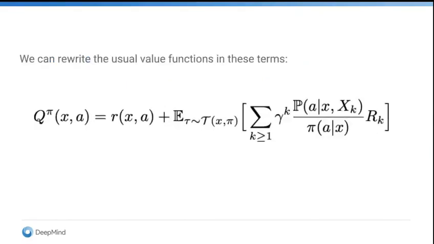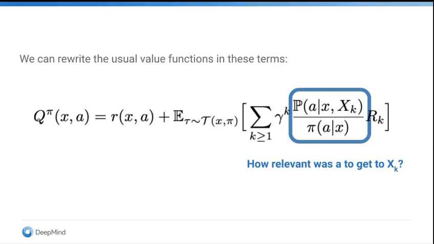And it turns out that this is not just a heuristic, and that we can actually rewrite our usual value functions in these terms. In particular, now, in the usual discounted sum, we can additionally weight each reward by this probability ratio of the probability of the action whose value we're estimating that is conditioned on reaching the state that is giving us the reward, divided by the probability of just taking that action. And this ratio explicitly measures how relevant was the past action in achieving the state and consequently the reward.